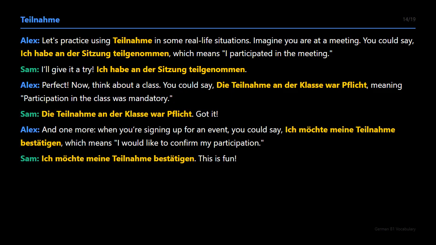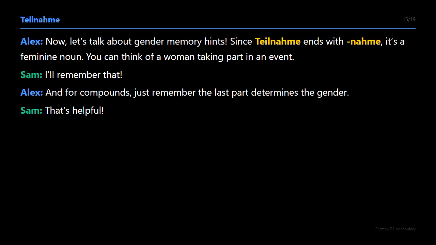This is fun. Now, let's talk about gender memory hints. Since Teilnahme ends with Name, it's a feminine noun. You can think of a woman taking part in an event. I'll remember that. And for compounds, just remember the last part determines the gender.